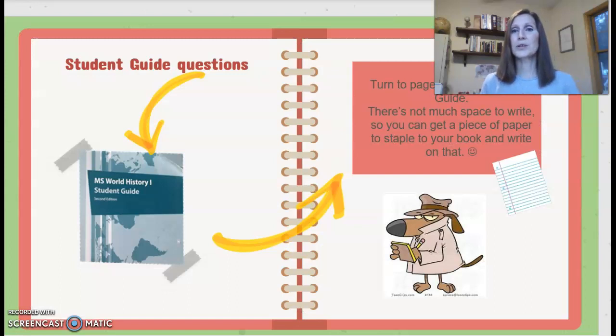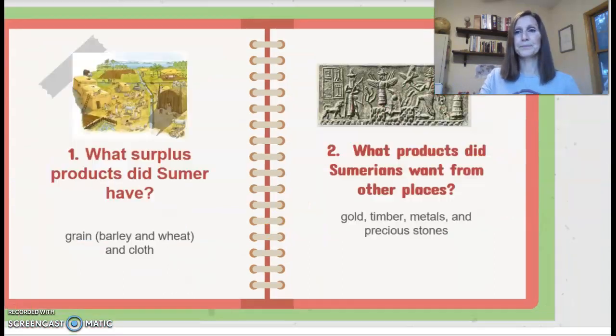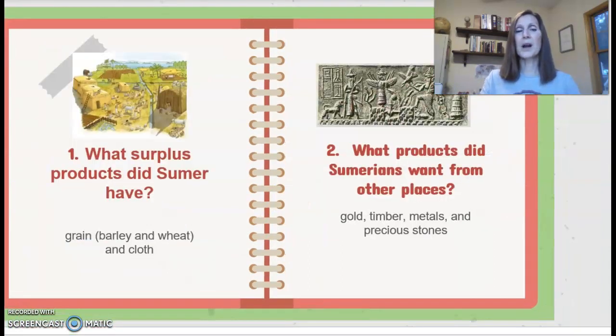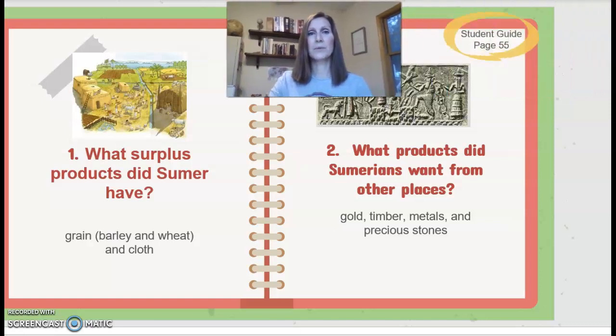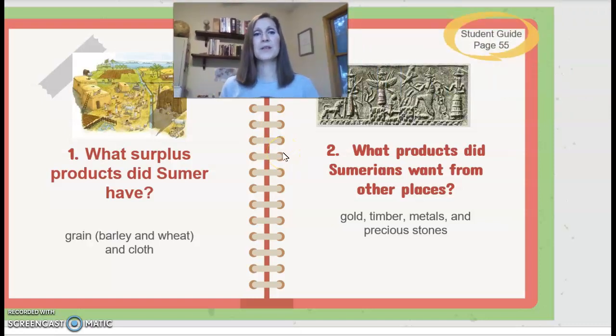So go ahead and turn to your student guide. Open it up to page 55, I believe. There's not a lot of space to write, so you can go ahead and get a piece of paper, pause this video if you need to, or you can write in the sidebars. That is up to you. So here we are on student guide page 55. Okay, student guide page 55.